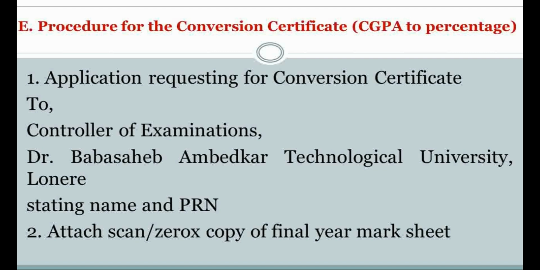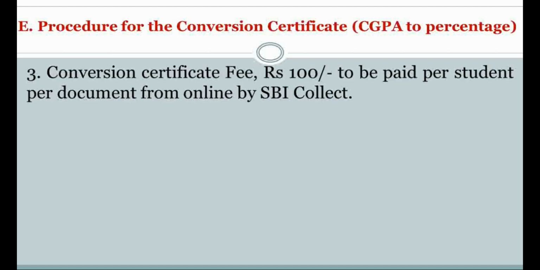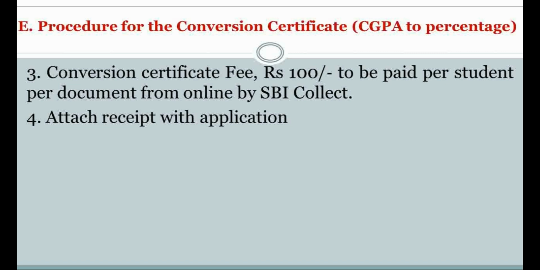Secondly, you have to attach the scan or Xerox copy of your final year mark sheet. Then you have to pay the conversion certificate fee, that is 100 rupees per student per document online by SBI Collect, and you can attach the receipt of this payment with your application and the copy of your final year mark sheet.